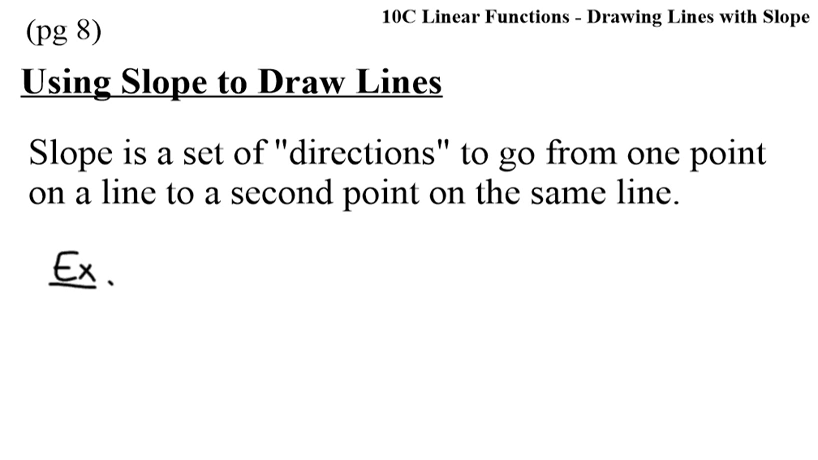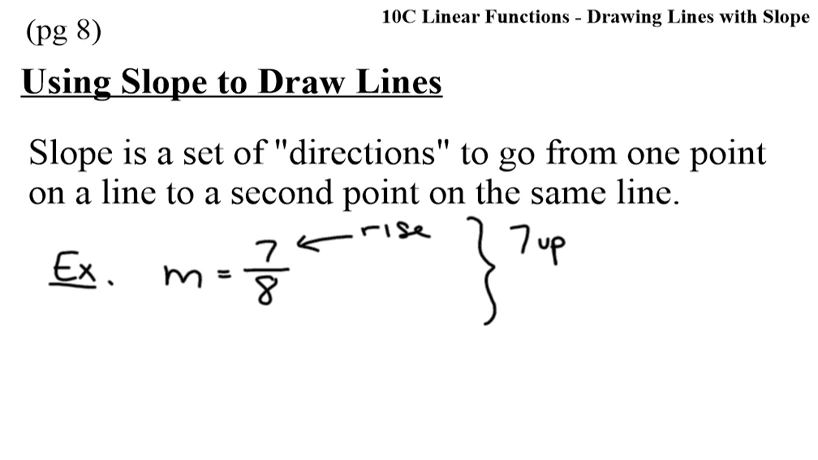I know it's not in the booklet, but if I have a slope of 7 over 8, well, remember, the rise is the vertical change. So what does that 7 tell us? Well, the 7 tells us, positive 7, that we're going 7 up from a point. The 8 is the run or the horizontal change. And the horizontal change, because it's positive 8, is telling us it's a horizontal change to the right.